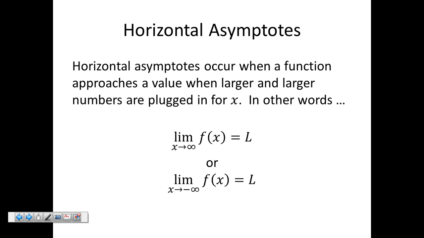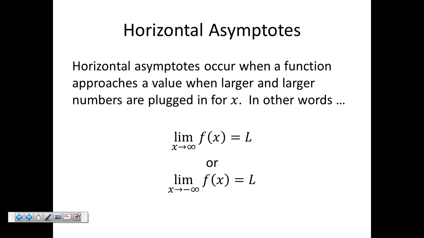Now let's take some time to talk about horizontal asymptotes. Horizontal asymptotes happen when a function approaches a specific value, approaches a number, when larger and larger numbers are plugged in for x. Now to us as calculus people, when we talk about plugging larger and larger numbers in for x, we're talking about a limit as x approaches infinity, or a limit as x approaches negative infinity.